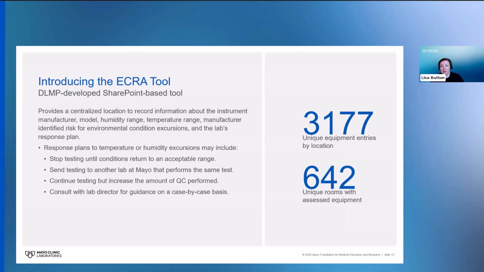All right, so a little bit more about the ECRA tool. We've got some stats on the side there. Currently, we have 3,177 unique equipment entries, all organized by location. And we have 642 different rooms that have been assessed for the equipment that are within them.